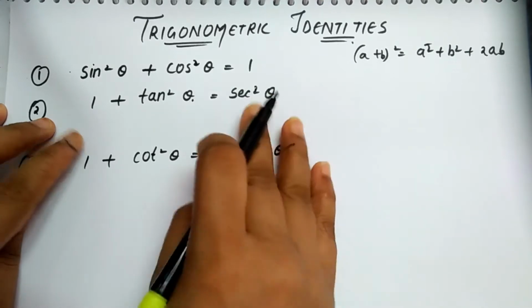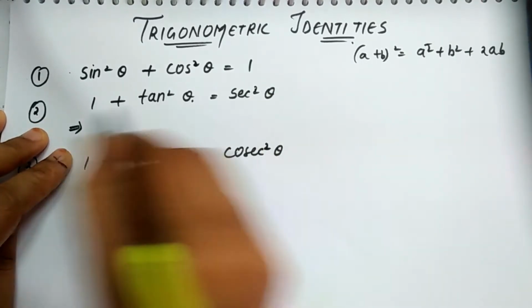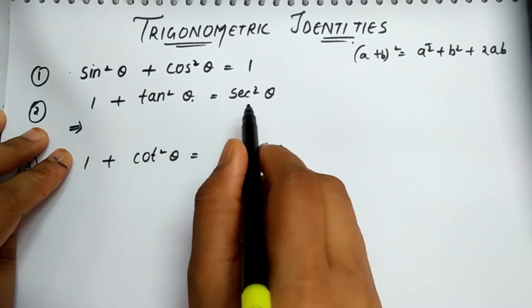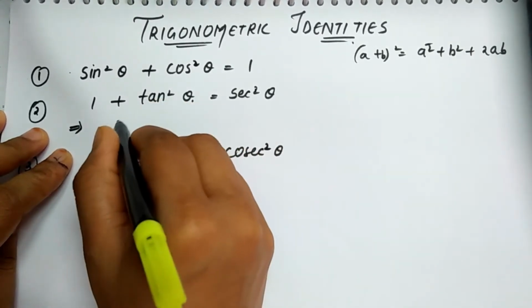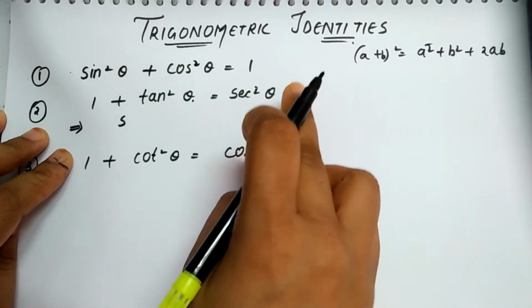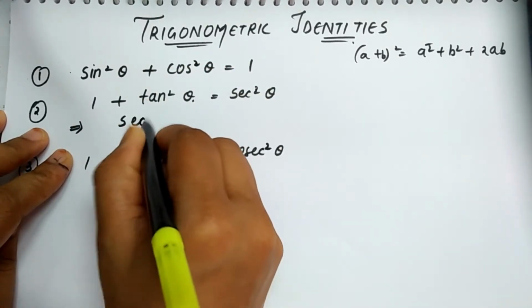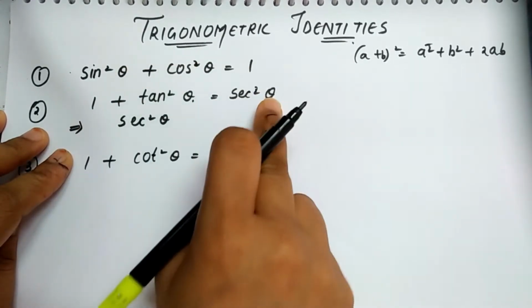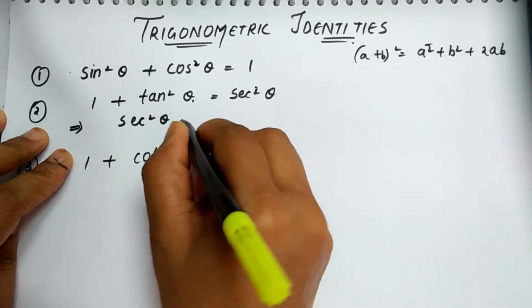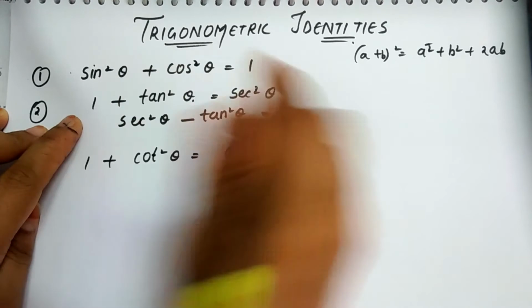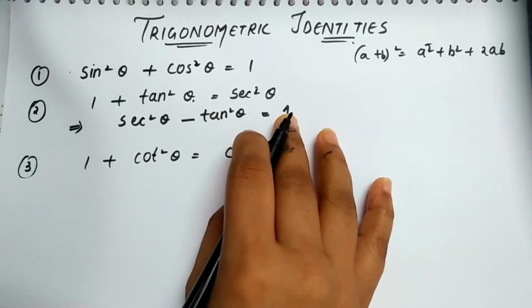If we jumble these things to get the 1 at the end, what is the answer that we get? It is secant square theta as it is, and tan square theta goes to that side of the equation and gets a minus sign: secant square theta minus tan square theta equals 1. This is one of the identities.